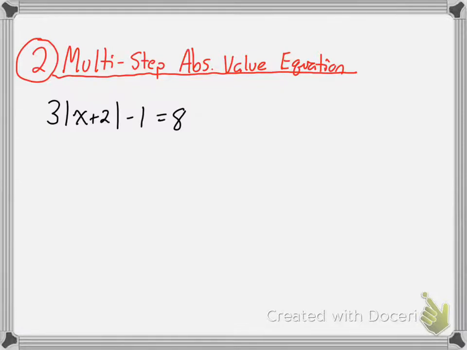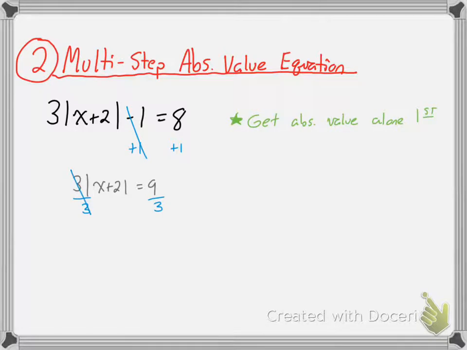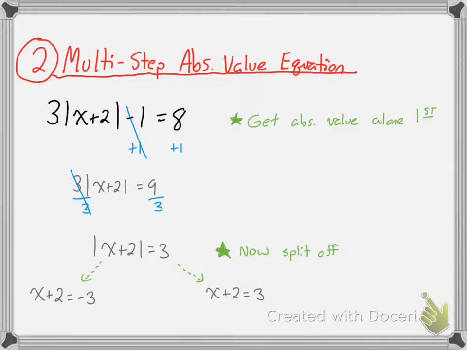So here, before I split off, I'm going to add 1 on both sides. Then I'm going to get rid of that 3. And now I'm left with the absolute value of x plus 2 equals 3. Now, since that absolute value is by itself, I can split off. I want to see when x plus 2 would be negative 3 or positive 3. So my possible solutions here are negative 5 and 1. And if you plug these into the original equation, you'll see that both of these work.